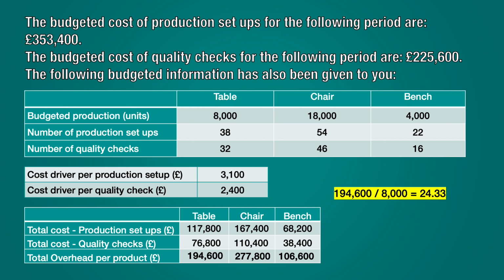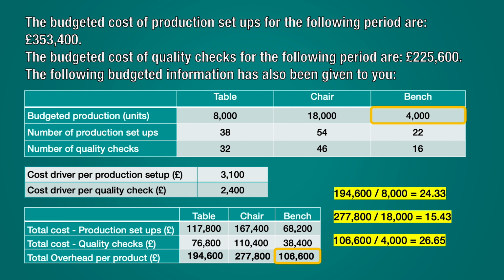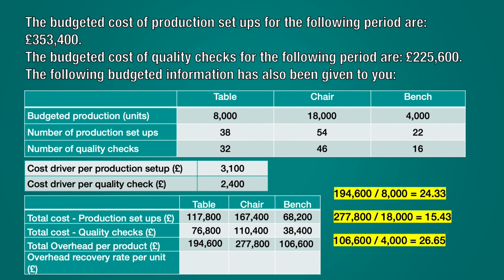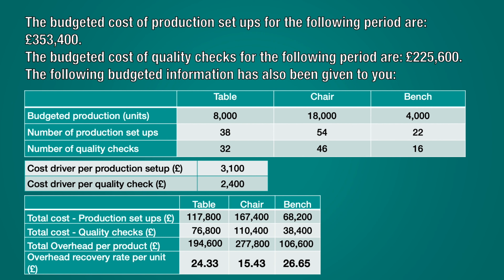The chair would be 277,800 divided by 18,000 units. And the bench would be 106,600 divided by 4,000 units. We can then enter the results of this into our table. This would be the amount of overhead per unit that we recover using activity-based costing.